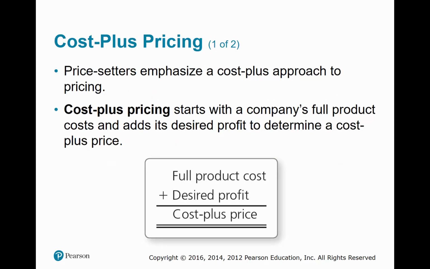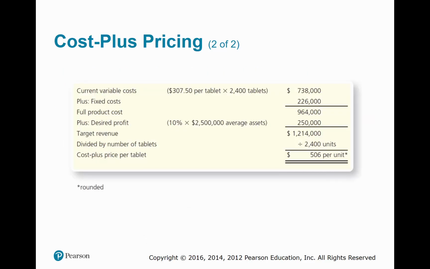So cost plus pricing is the other side. Price setters, in essence, will take their product cost, add in their desired profit, and that gives them their price. So we take our variable cost plus our fixed cost, that's our full product cost, plus our desired profit. This company says their desired profit is 10% of their average assets. So $250,000 desired profit gives them a target revenue of $1.214 million. Divide that by the number of units you expect to sell, and that gives you a cost plus price per unit. So again, the two different strategies: one starts with price and builds from there, the other starts with costs and builds from there.